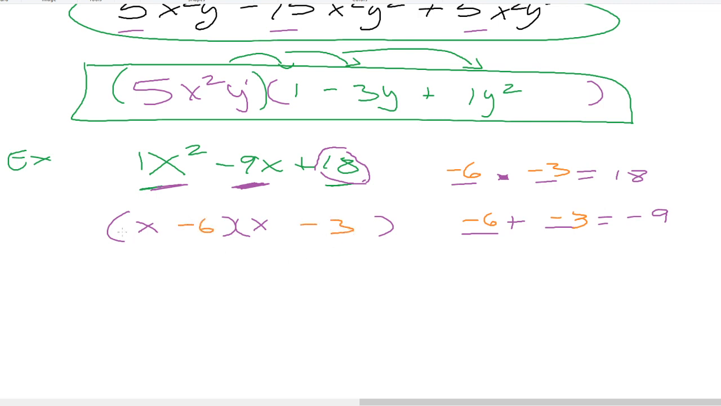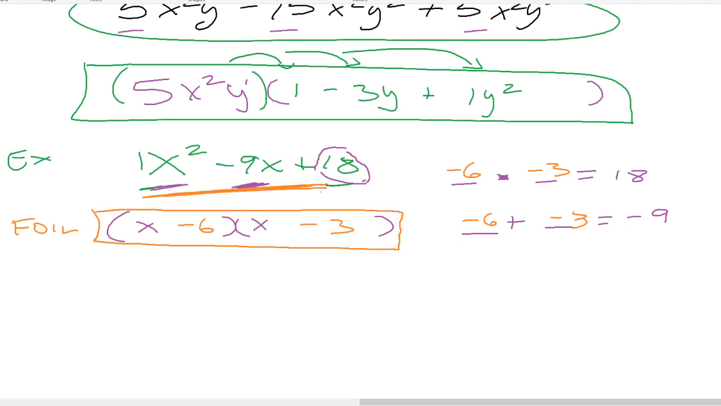So these numbers are my factors. And if I use the FOIL method to multiply these two, I will end up with the initial product, or the initial trinomial. Alright, so this is the answer here. Let's do another example, just like this one, when the leading coefficient is a 1. Let's do x squared plus 5x minus 14.